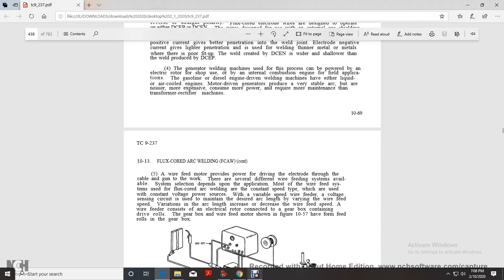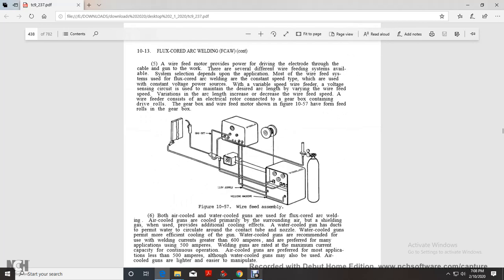The increase or decrease of the wire feed speed follows the arc length. The wire feed feeder consists of an electric motor connected with a gearbox containing drive rolls. The gearbox with the wire feeder motor, shown in figure 10-57, drives the feed rolls. Shown is the gas outlet with the 110 volt supply welding machine.